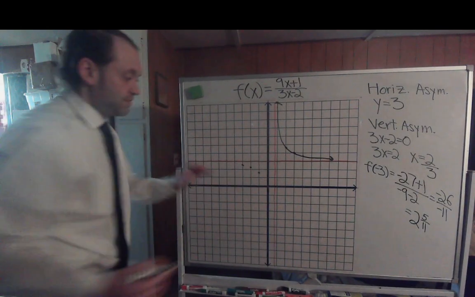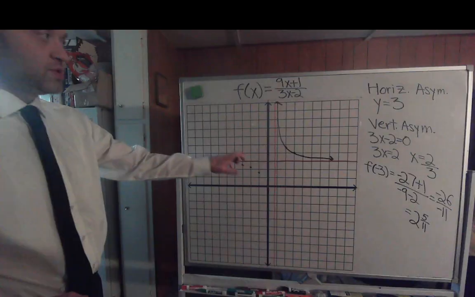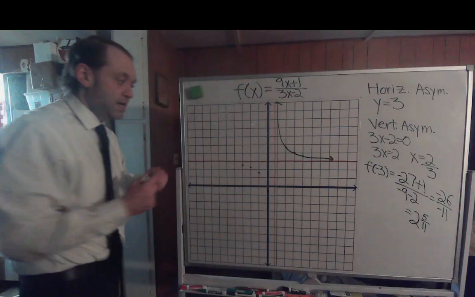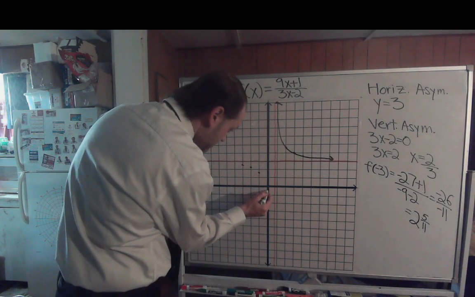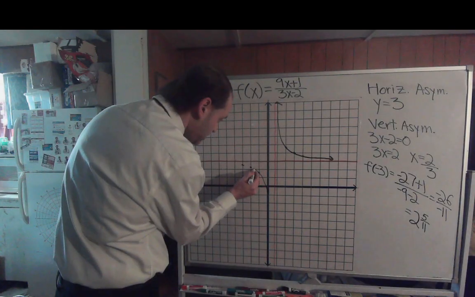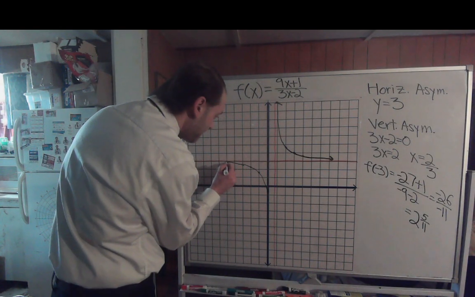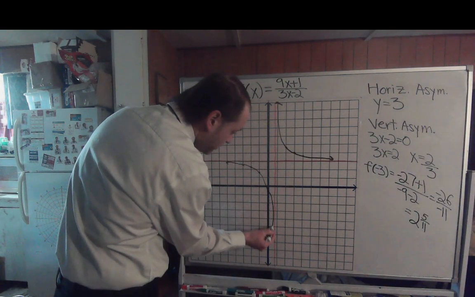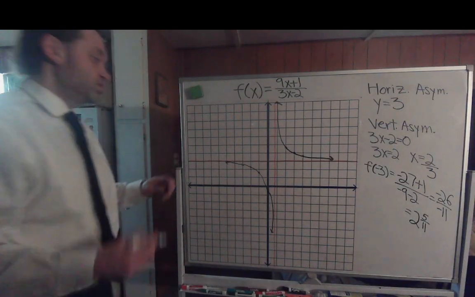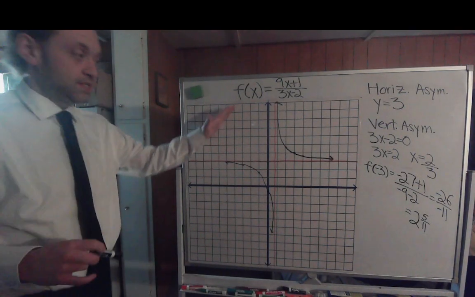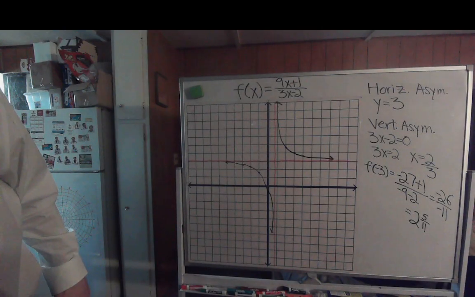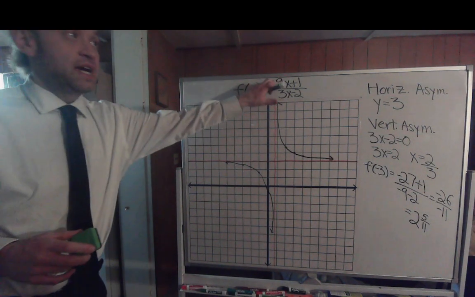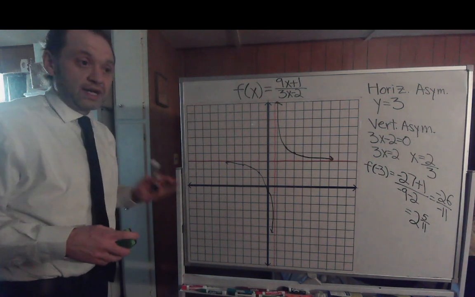And as you see, the further left I go, I'm getting closer and closer to that value of y equals 3, but I'm staying below it. I can't reach it. So let's go ahead and draw this curve. And then let's continue to the right branch here. And that's about what you have to look for, is this shape right here for the graph of f of x equals 9x plus 1 divided by 3x minus 2.